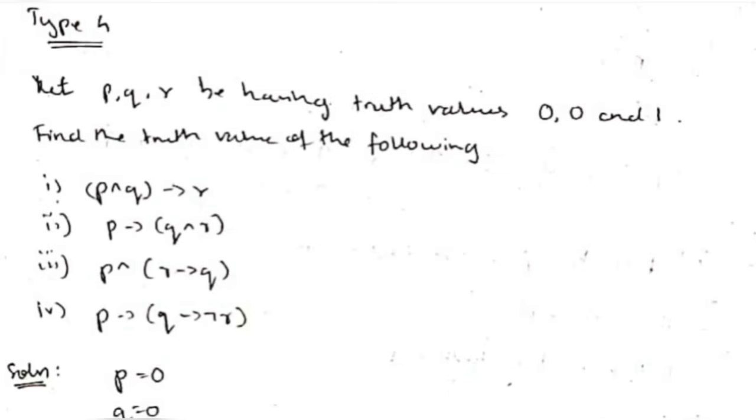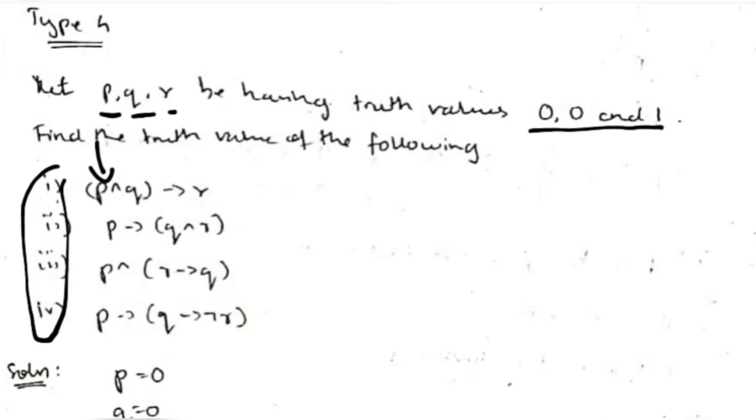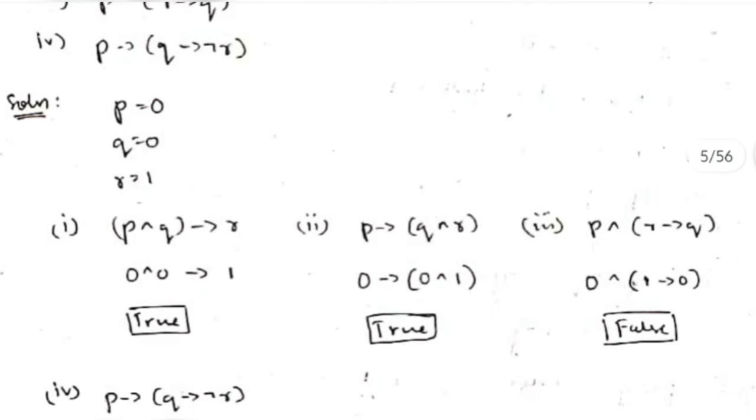In this question we have been given the values of p, q and r, which is 0, 0 and 1. So by applying these values in these equations, we have to find out the final answer. Okay, so let us see the first one. The first question which we have been asked is p and q conditional r. Okay, so in p and q conditional r, p and q's value is 0 and r's value is 1.